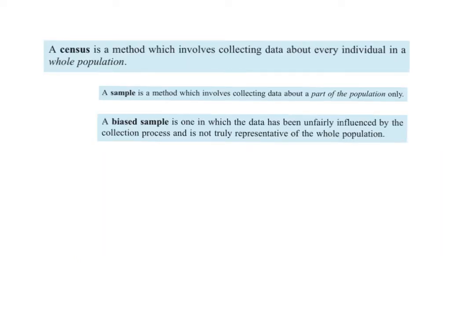Now let's talk about a census. First of all, there are two types of ways of data collection: one is called a census and one is called a sample. So we need to understand the difference between the two. A census is a method which involves collecting data about every individual in a whole population.